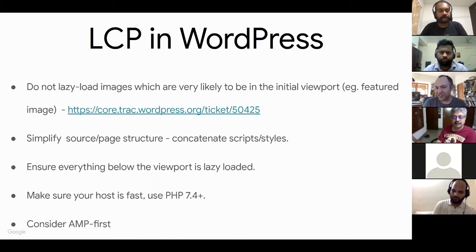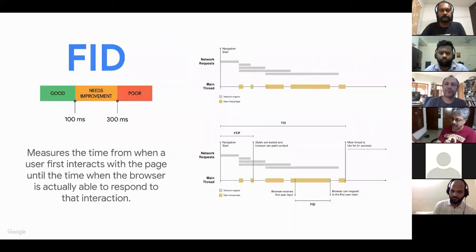Making sure your host is fast. This is also going to apply to first input delay, but this does affect LCP because it's just how quickly can the content get to the browser. Using the latest version of PHP is going to also ensure that the initial rendering time is fast. And then consider AMP as a possible technology to build your site in. AMP actually addresses all of these metrics, and I am going to talk a little bit about AMP later on, so I won't go into that too much right now.